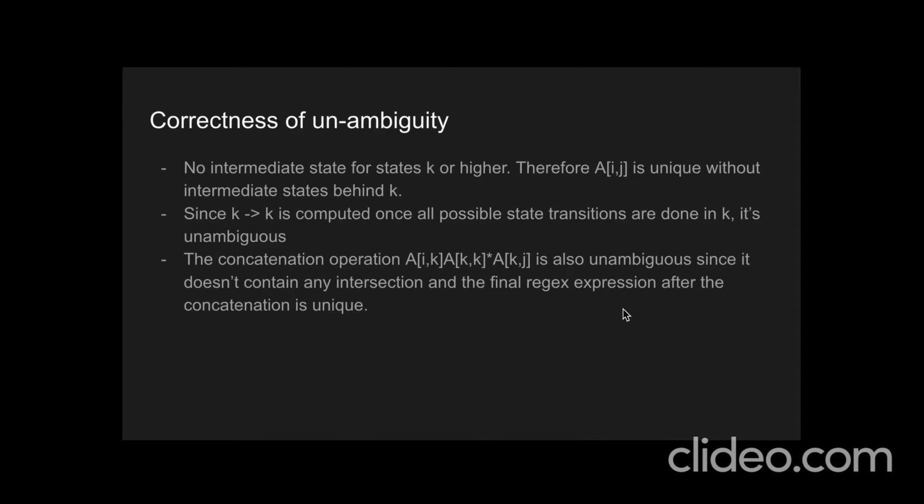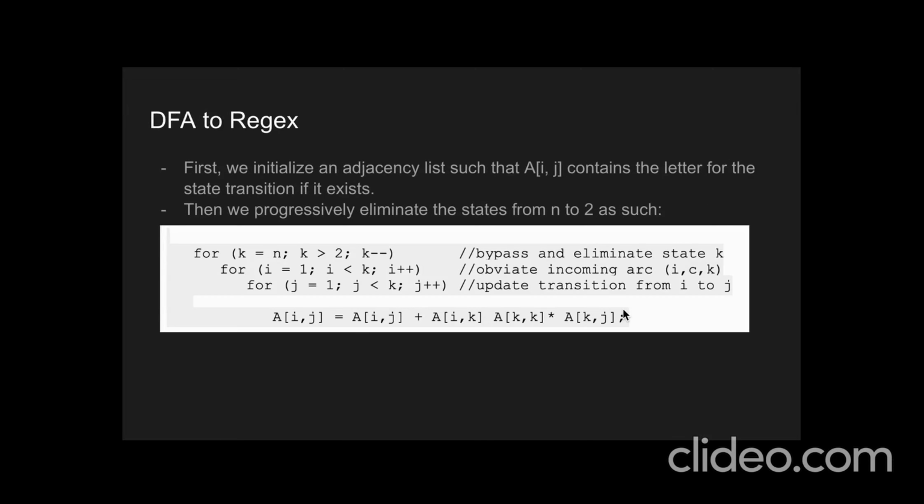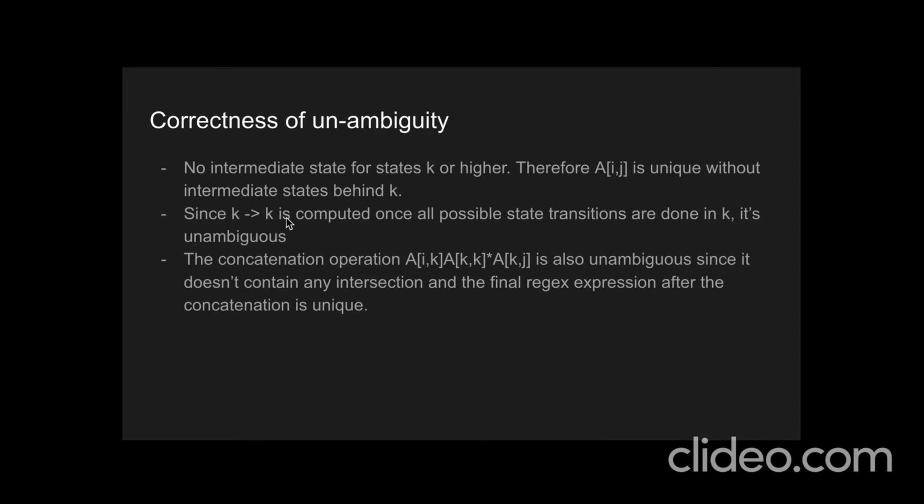Additionally, the Kleene star operation k to k is computed once. Now, notice how the state k is at the bottom end of the state list. It's only when i to j has operated on all the possible eliminated states that the Kleene star operation occurs. And because of this, we know that the Kleene star operation is correct and it's unambiguous.